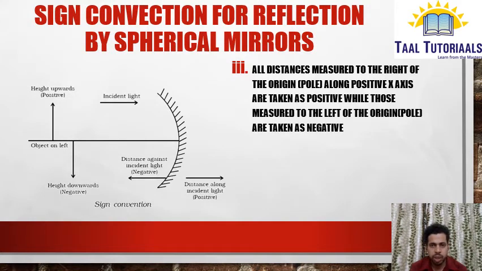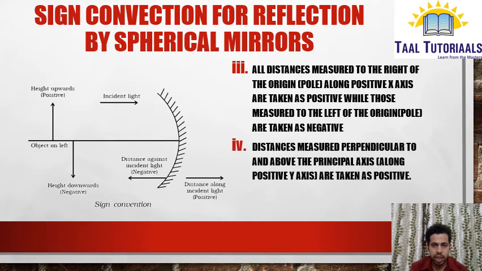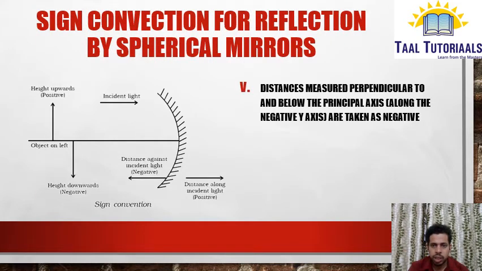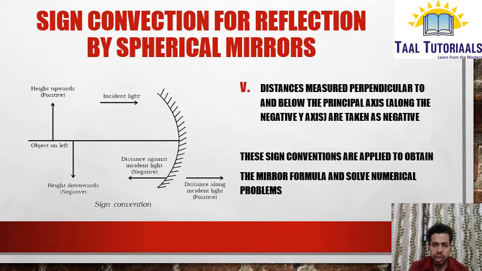That's what I just said. All the distances measured to the right of the origin pole along the positive x-axis are taken as positive, while those measured to the left of the origin pole are taken as negative. Distances measured perpendicular to and above the principal axis along the positive y-axis are taken as positive. Distances measured perpendicular to and below the principal axis along the negative y-axis are taken as negative. The sign conventions are applied to obtain the mirror formula and solve numerical problems. We'll see the mirror formula in the next slide.